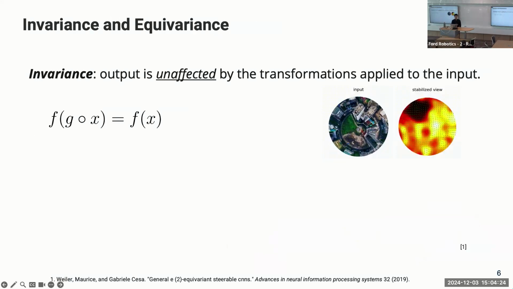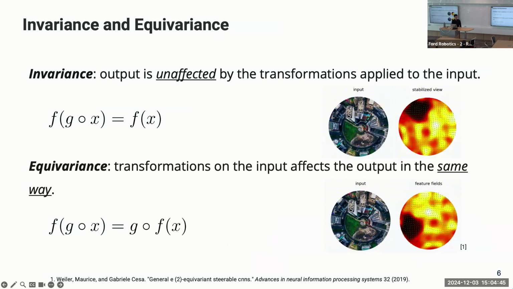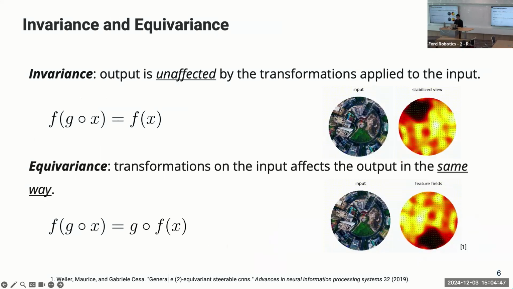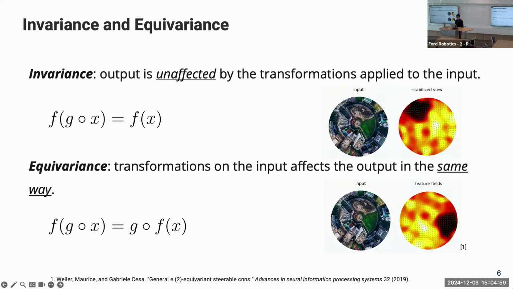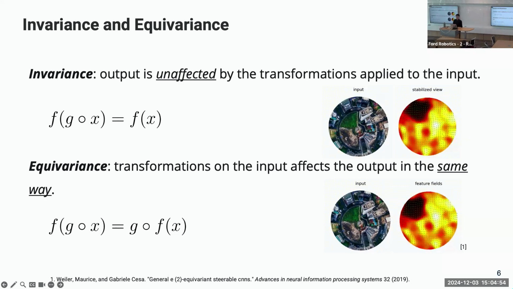So there are two terms I want to introduce. The first is invariance. Invariance means that the output of the function is unaffected by the transformation that we apply to the input. For example, if you look at the image on the right, the input image is rotated, but the learned feature remains stable. Another term is equivariance. Equivariance means that the transformation on the input affects the output in the same way, so that when the input image is rotated, the learned feature gets rotated by the same amount.